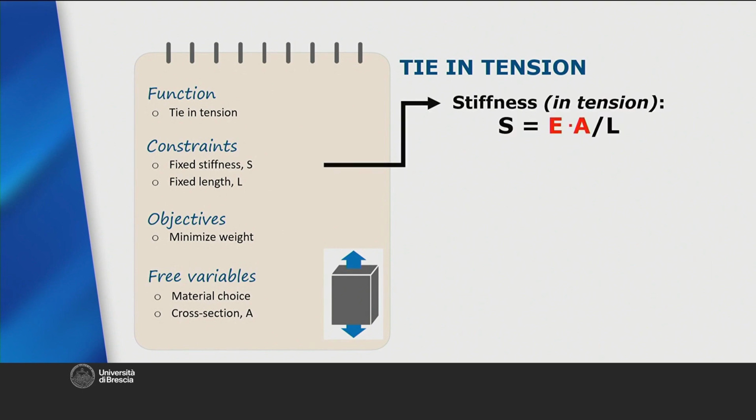Let's first make explicit the so-called constraint function, which for a bar under tension imposes the following relationship between the Young's modulus of the material, the cross-section A, and the length L. In this equation, we've highlighted the free variables in red, showing that to achieve a bar with the required stiffness, you can act either on the choice of material, through the Young's modulus, or on the cross-section of the piece.